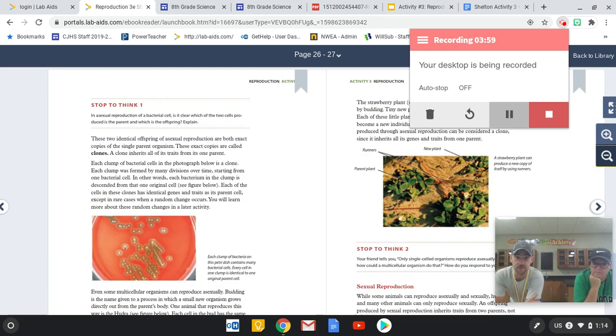Okay, so after you've answered Stopping to Think question 1, you need to keep reading. So right now, I am on page 26, right underneath where it says Stopping to Think. These two identical offspring of asexual reproduction are both exact copies of the single parent organism. These exact copies are called clones. A clone inherits all of its traits from its one parent. Each clump of bacterial cells in the photograph below is a clone. Each clump was formed by many divisions over time, starting from one bacterial cell. In other words, each bacterium in the clump is descended from that one original cell.